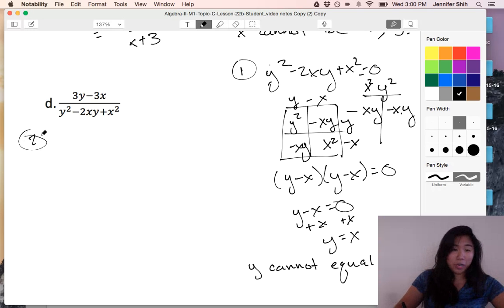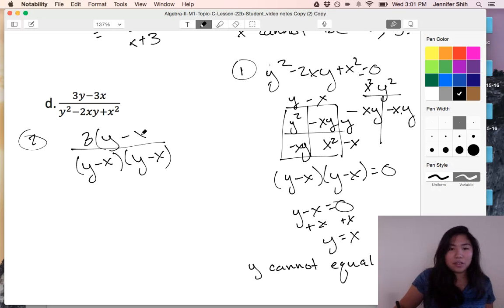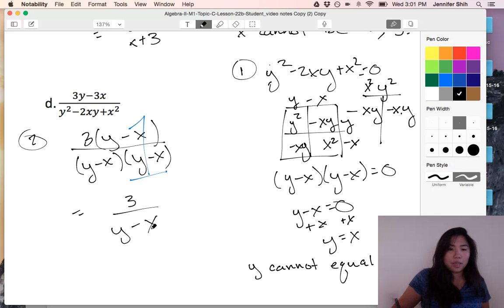Let's do step 2 where we are reducing. So luckily, we simplified the denominator already, and we have y minus x and y minus x. And now I can factor out a 3, and I still get y minus x, which is good because if I have one factor in the numerator and one factor in the denominator, and they're the same, I can cancel them out, and now I have 3 over y minus x.